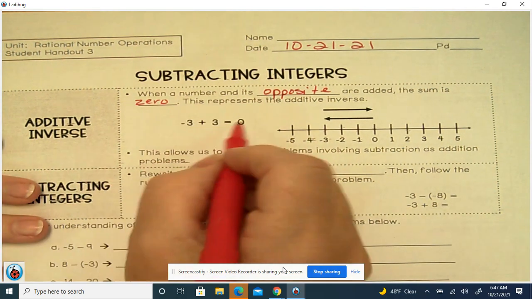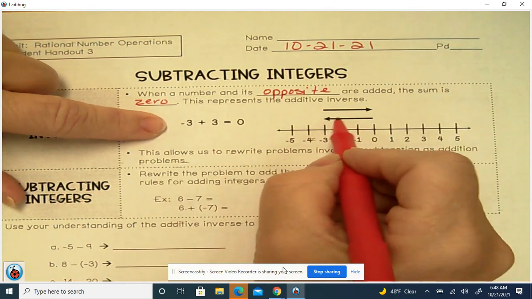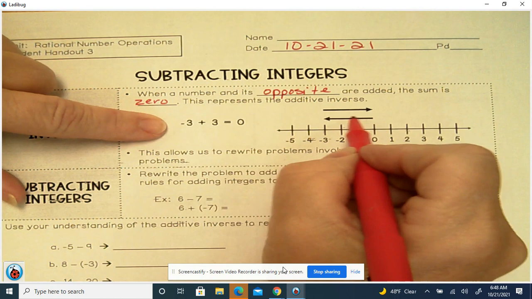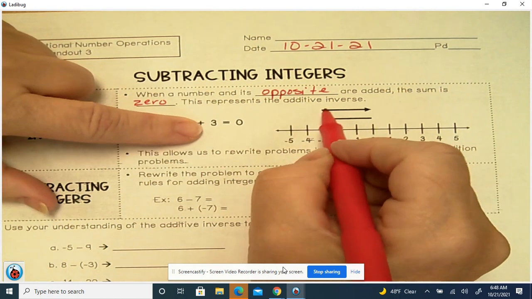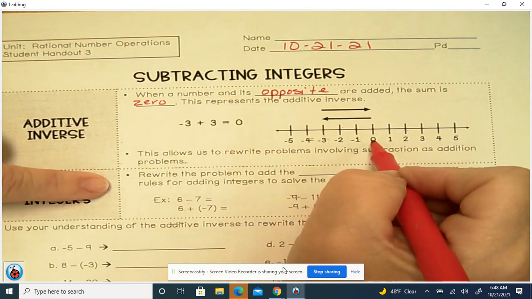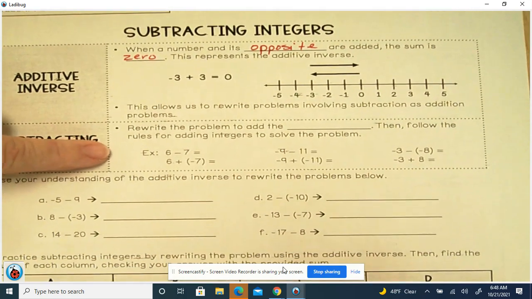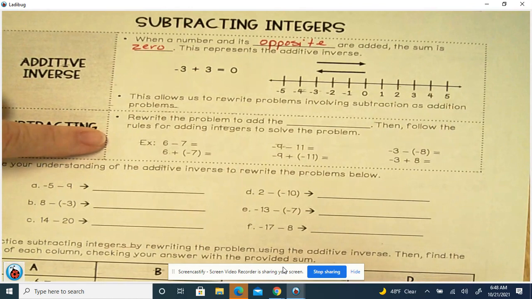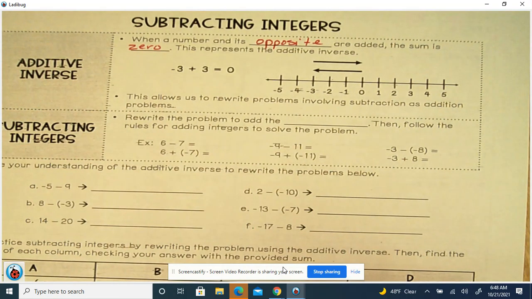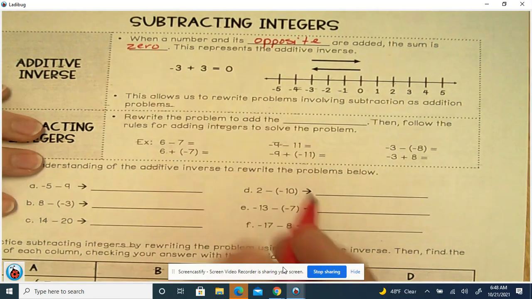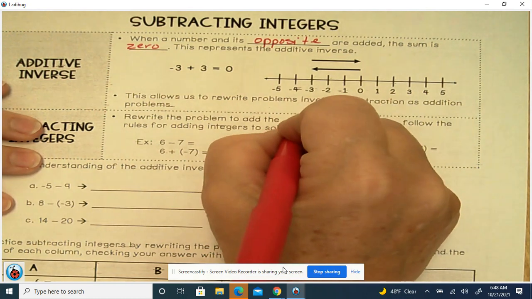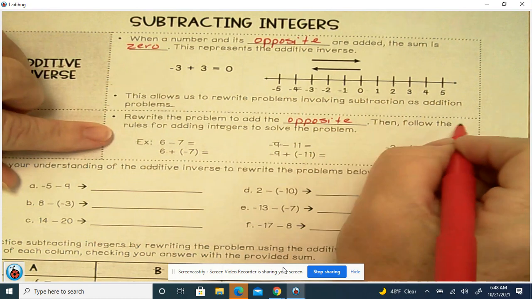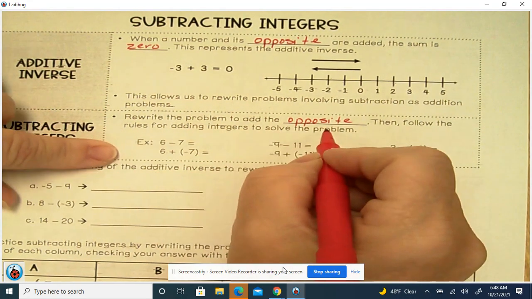Remember I said when you have this right here, the first number that you have is the arrow closest to the number line, and then the second one. So we went over to -3, and then we added 3, and it gives us 0. This allows us to rewrite problems involving subtraction as addition problems. Rewrite the problem to add the opposite, then follow the rules for adding integers to solve the problems.